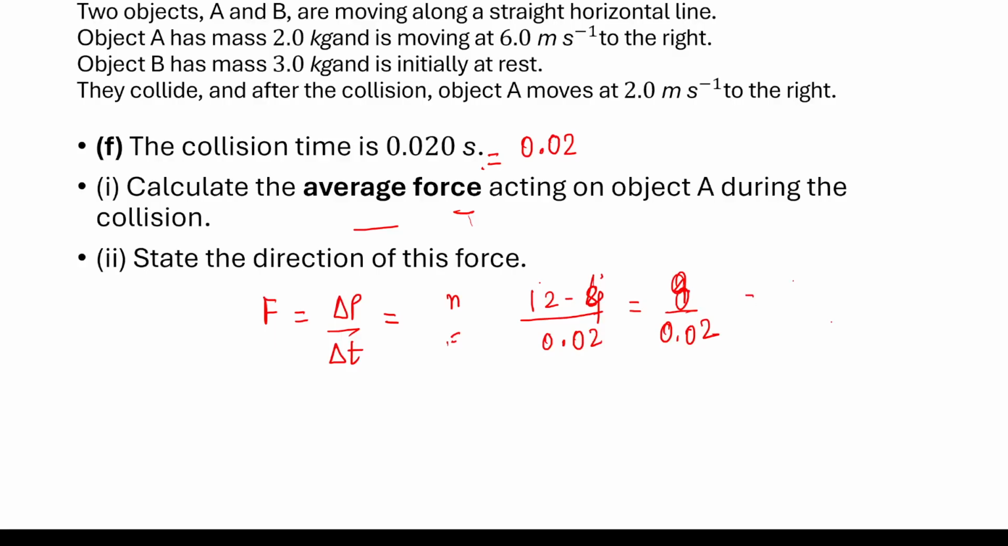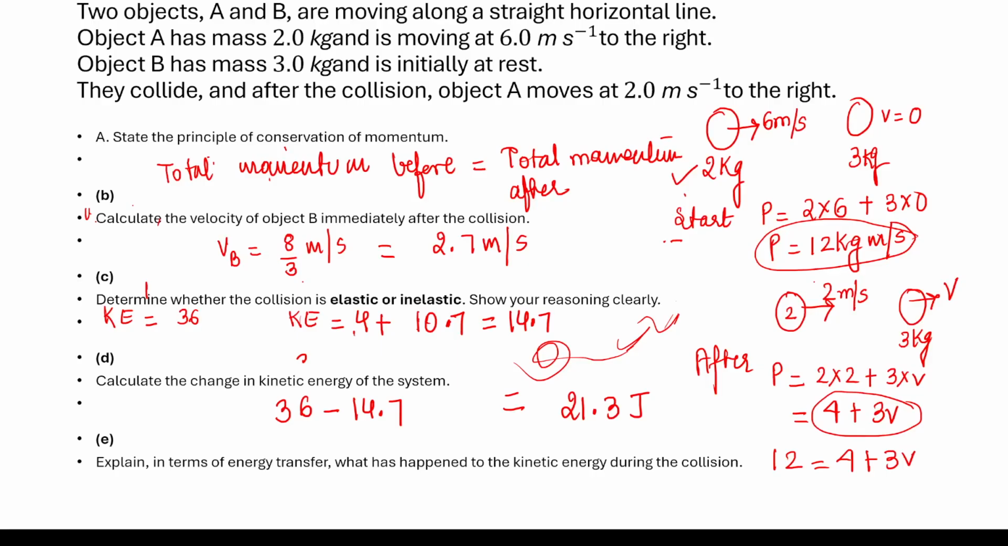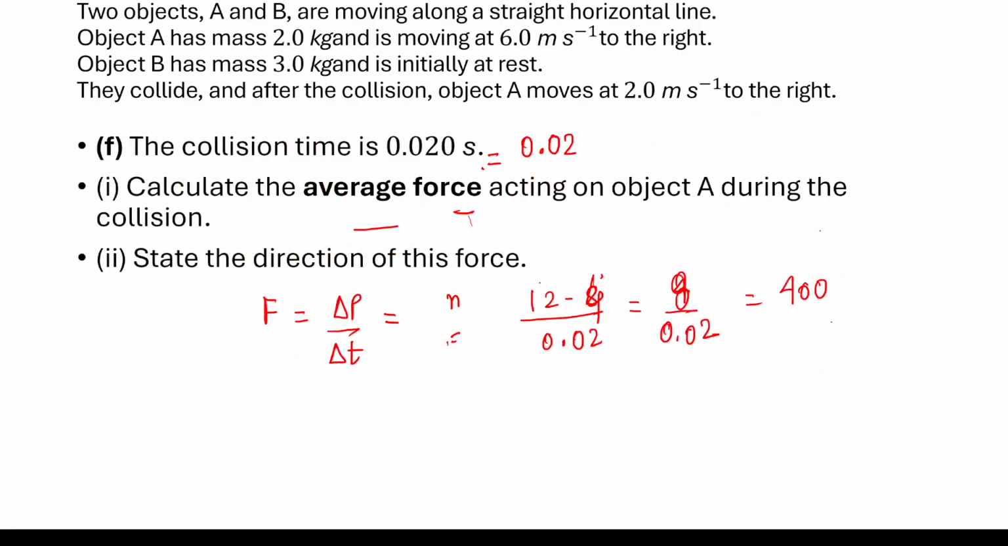But now what direction? Let's see. Let's go back. What do you think? It was initially moving at 6 towards right. After collision, moves at 2 towards right. So what direction must the force be acting? Opposite. That's why the speed is decreasing. So the force is acting towards the left.